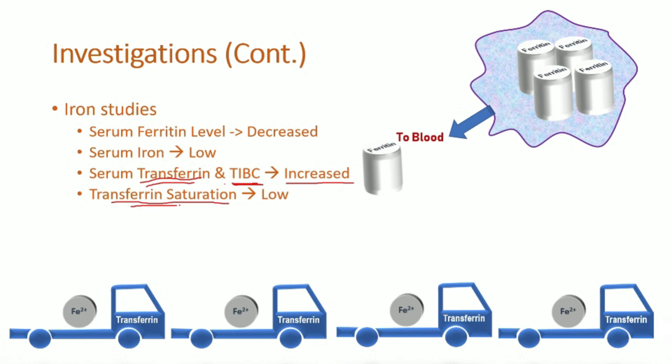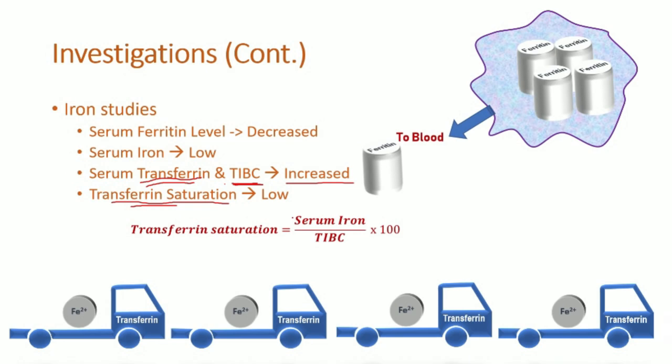Transferrin saturation is the percentage of iron that is bound to transferrin. Why would it be low? The formula is serum iron divided by total iron binding capacity multiplied by 100. That would be low because iron is less in blood. So most of the trucks would be empty. Only very few trucks would have iron sitting on them. So most of the trucks would be empty and only a few trucks would be saturated with iron. So transferrin saturation would be low.